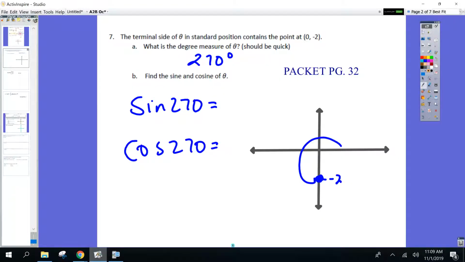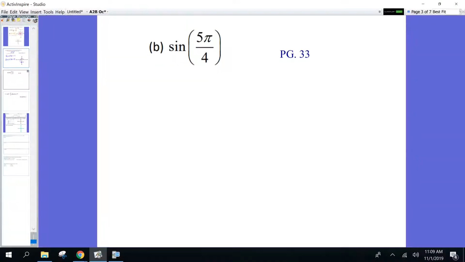Sine of 270. Cosine 270. Everyone all good? We understand why it's 270. Okay, still not done reviewing from yesterday. Page 33 in your packet. Page 33, whether you tried it or not for the assignment.